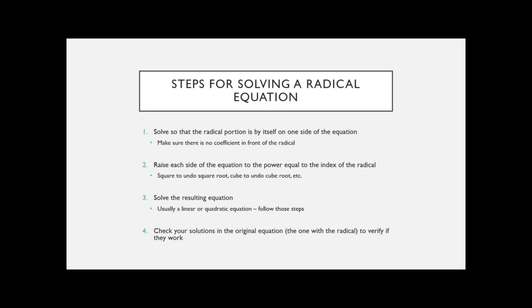Then that's going to give you an equation. This equation will usually end up being linear or quadratic. And so then you need to solve a linear or a quadratic equation. So you're following the steps for solving those types of equations, which is why we learned those first. And then you have to check your work in your very first equation that you were given, not the one when you got rid of the radical, but the one with the radical symbol, to verify that your answers all work.